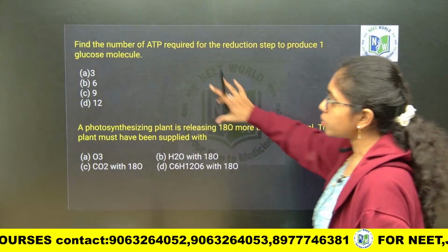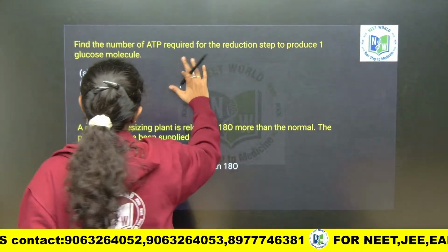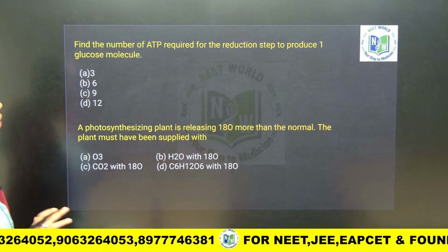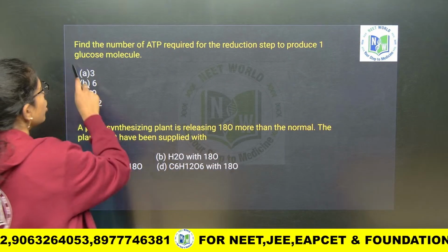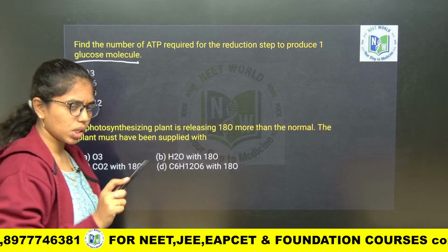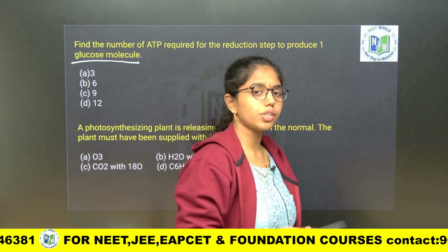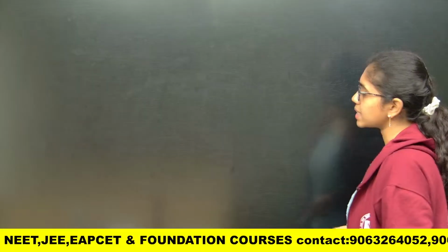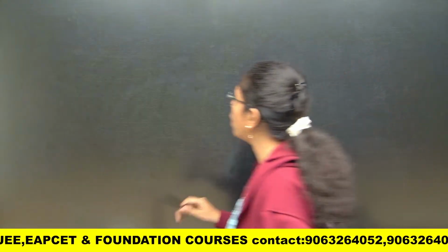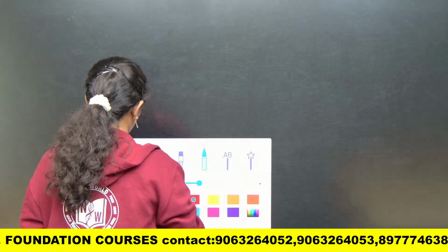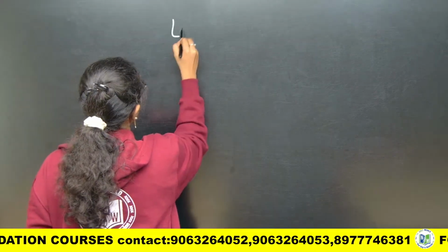Next question you look into. This question is from the Calvin cycle. Find the number of ATP required for reduction step to produce one glucose molecule. So before solving this question, we are going to solve a few questions on the C3 cycle or dark reactions as well. So let's exercise the concept once in brief. So light independent reactions. What are the light independent reactions?